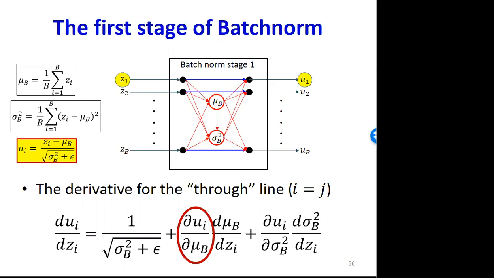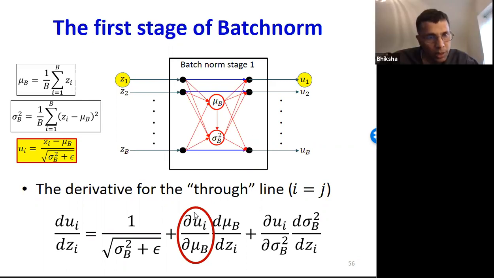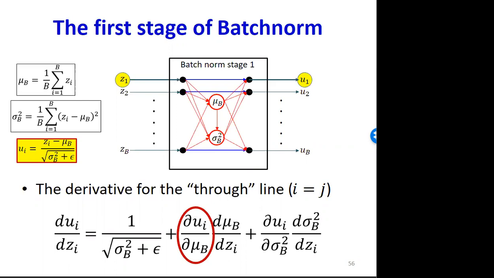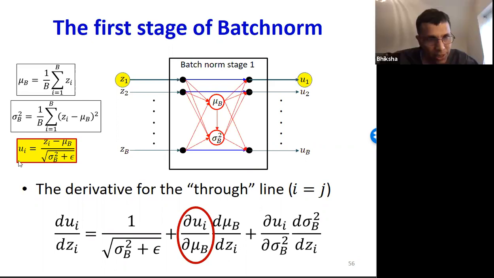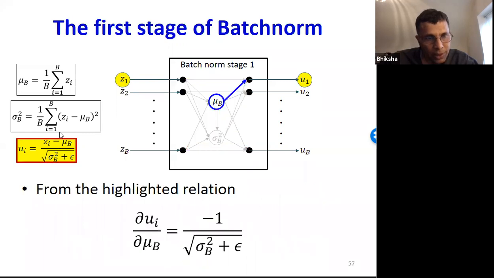1 over b, because we're doing an averaging here. So the derivative of u with respect to mu will be the negative of the same thing. This is where it's coming from. The connection between u and mu is given by this function. There's no u out here. This is the function that relates u and mu. So that derivative is going to be, from here, minus 1 over the square root of sigma b squared.